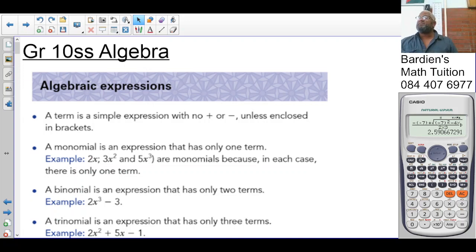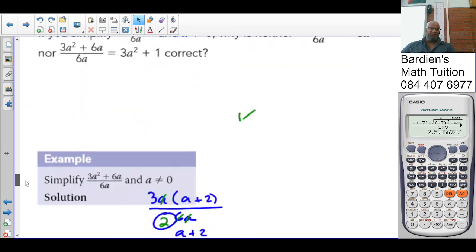Good afternoon, class. So today we're looking at algebra. We're looking at exercise 1.21.